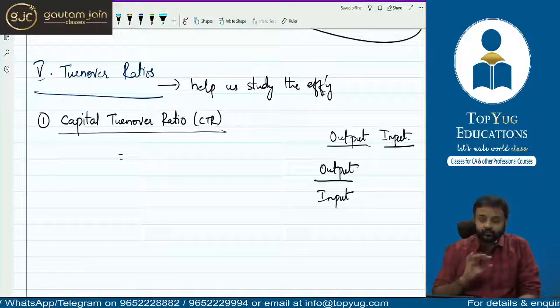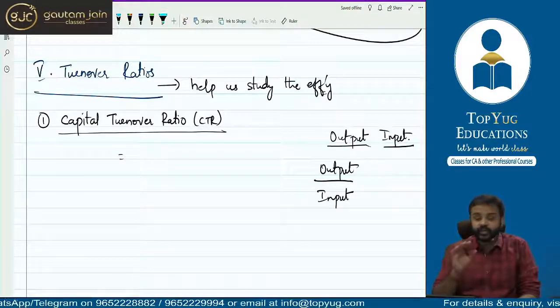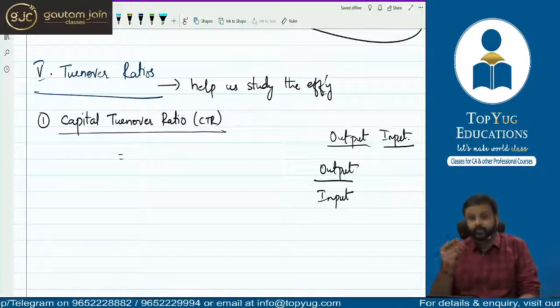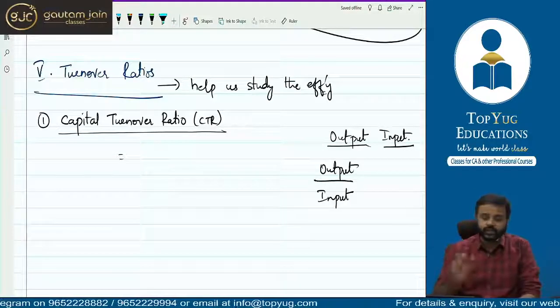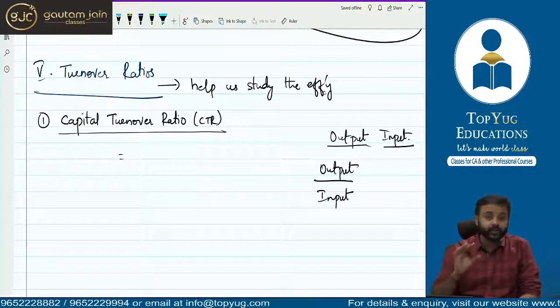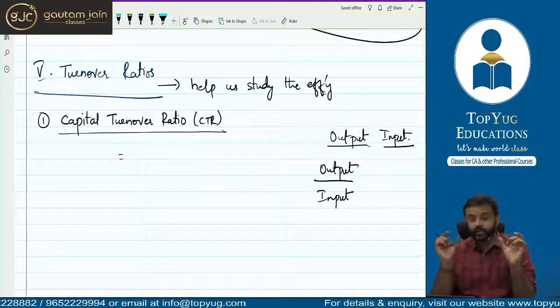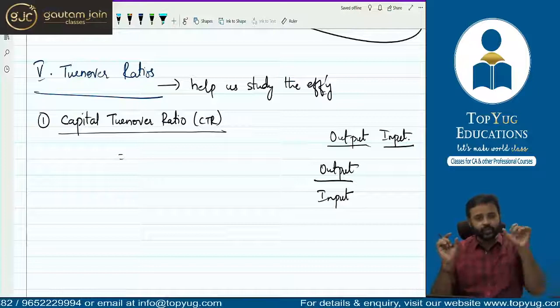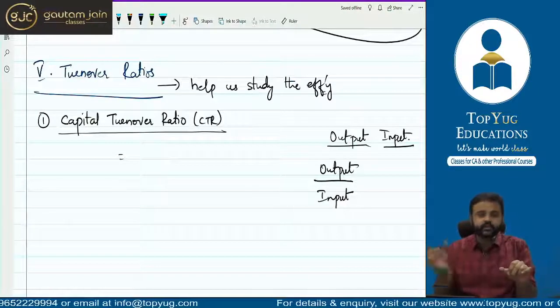So when we have two variables which have got this output and input relationship, please find out what is input and what is output. Now in this particular ratio, like capital turnover ratio, capital employed is one variable and turnover, that is sales, is another variable. So when you employ the capital, then that is where you will generate sales, no?